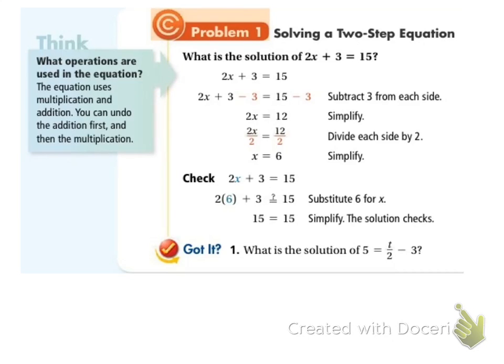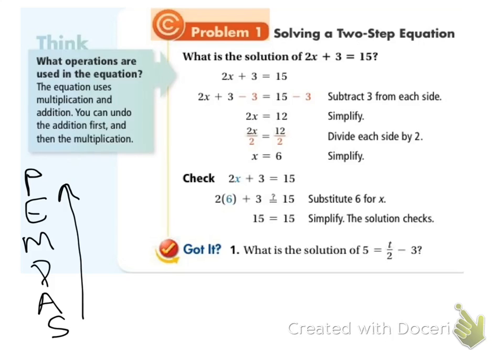Okay, this is 2.2 of algebra. We're going to be looking at solving two-step equations. So, if you look at this equation here, I have multiplication and I have addition. If you remember our order of operations, we are going to work from the bottom up now when we're solving equations.